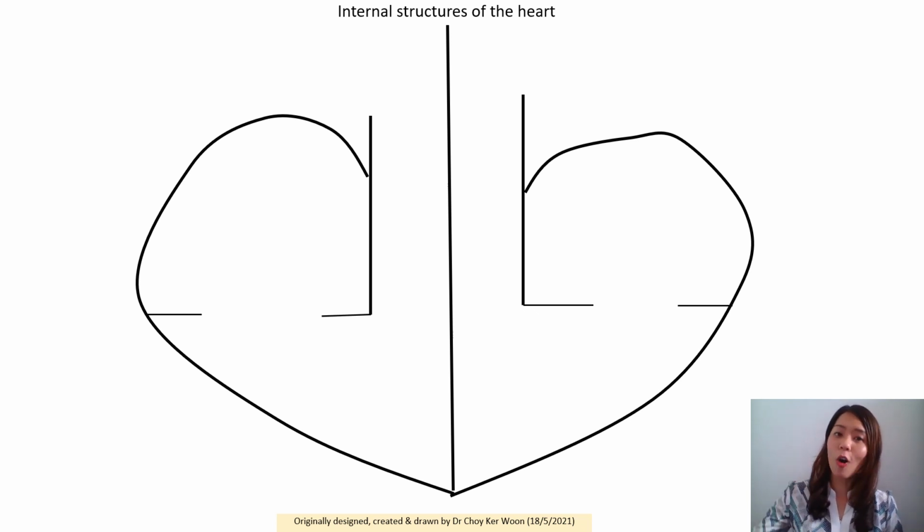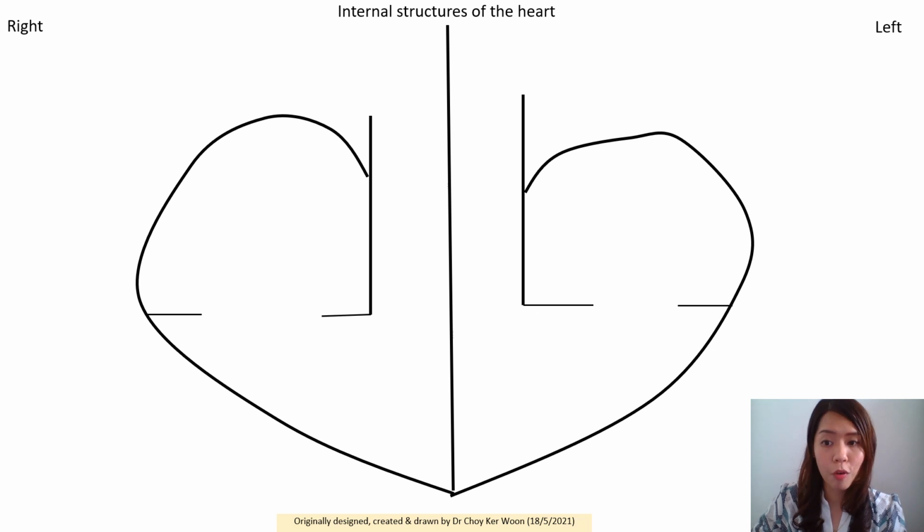So what you can see on the screen here is the outline of the heart. Because this is a mirror image, this is the right side and this is the left side of the heart. As you can see here, the heart is divided into 4 chambers. This will be your right atrium, this will be your left atrium, and at the lower part are the right and the left ventricle.